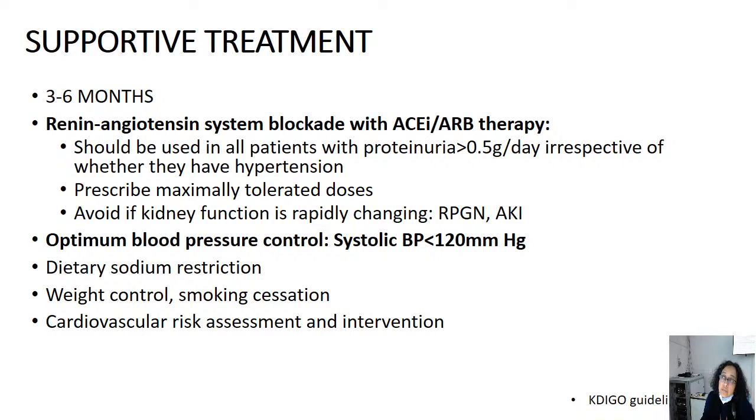Coming to supportive treatment, it should be given for 3 to 6 months. ACE inhibitors or ARBs are the mainstay of treatment, of course, and should be given to all patients if they have proteinuria more than 0.5 gram, irrespective of the hypertension level. Strict blood pressure control is important. But there has always been this controversy about how much to give and how long to give, and the criticism of earlier trials on immunosuppression was that they started immunosuppression very early without giving a good dose of ACE inhibitors or giving it for a long enough time.